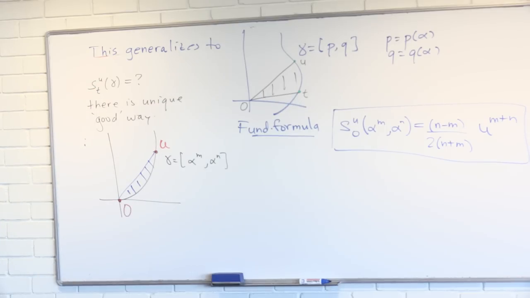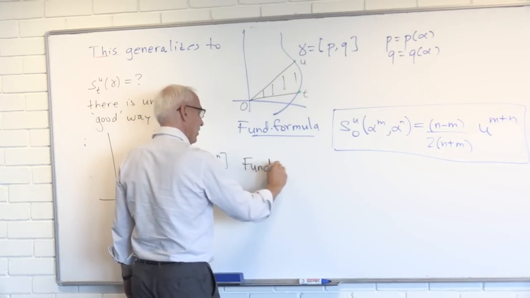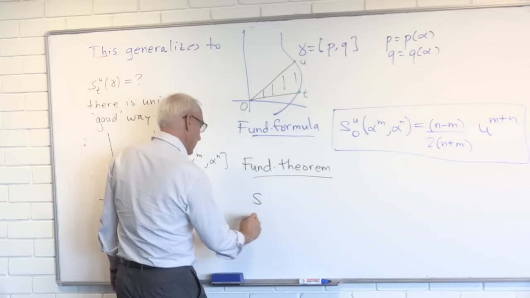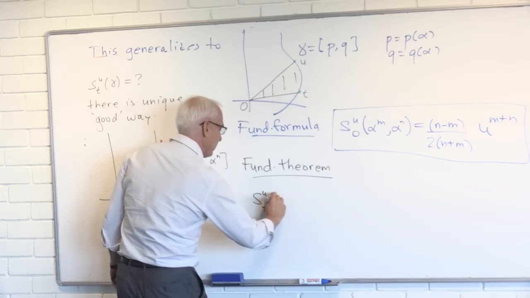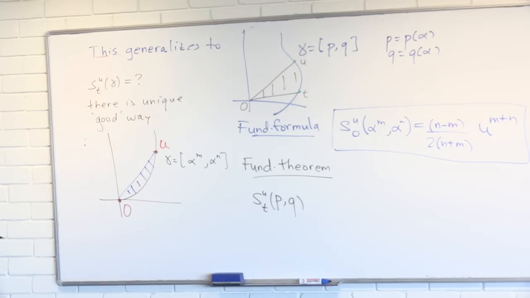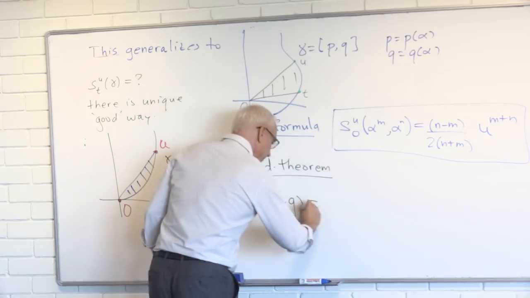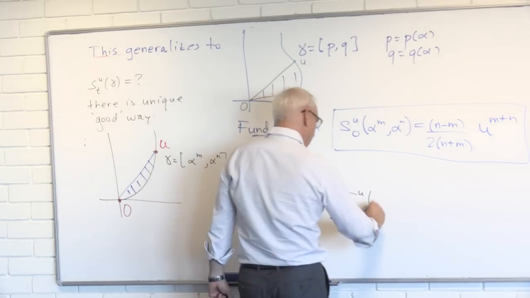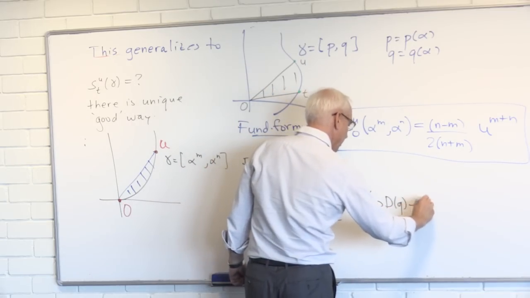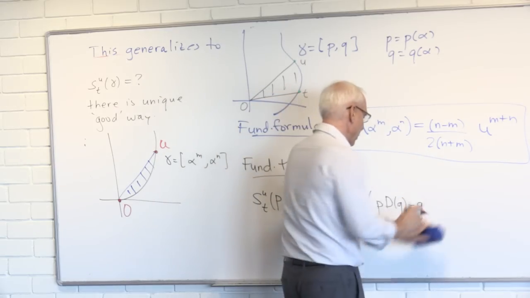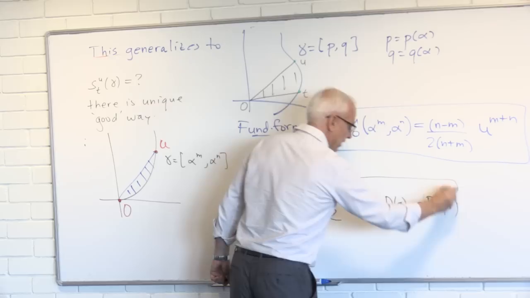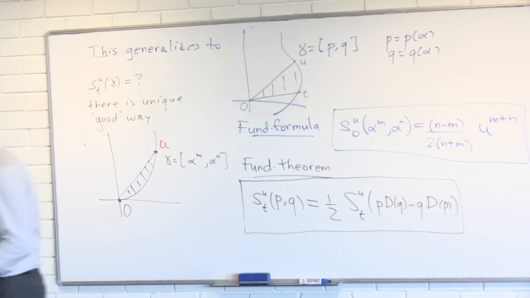And then one can generalize that to what I call the fundamental theorem of the algebraic calculus, which is that for a general curve given by general polynomials, the signed area from t to u of the curve with components p and q is equal to 1/2 of the Faulhaber integral from t to u of p dq minus q dp. Okay, so what's going on here? So this is the fundamental theorem that extends the fundamental formula and allows you to integrate any polynomially parameterized curve.